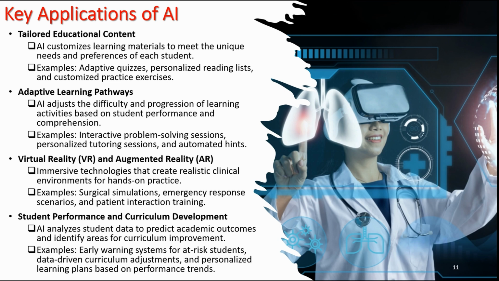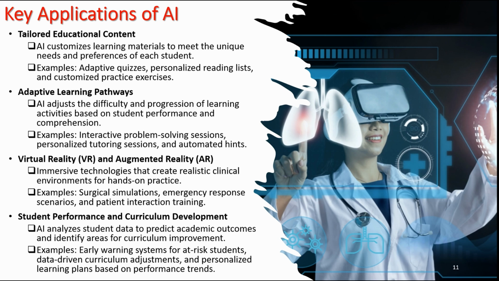In this context, the AI can adjust the difficulty and the progression of learning activities based on student performance and comprehension. So the main examples in this adaptive learning pathway are interactive problem-solving sessions, personalized tutoring sessions, and automated hints. And virtual reality and augmented reality, previously I discussed the role of virtual reality and augmented reality in the context of AI healthcare systems.